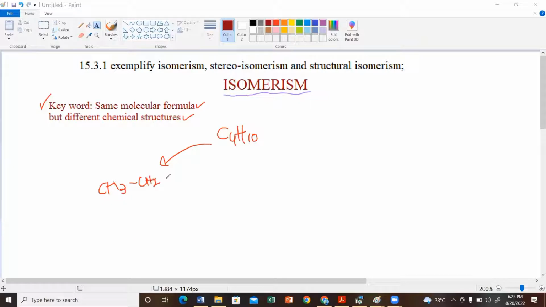CH2, CH2, and CH3. That is the linear chain in which 1, 2, 3, 4 carbons are there, C4, and 3 plus 2, 5, 5 plus 2, 7, 7 plus 3, 10. So how many hydrogen are present over there? There are 10 hydrogen present.